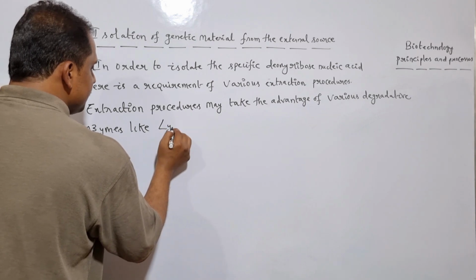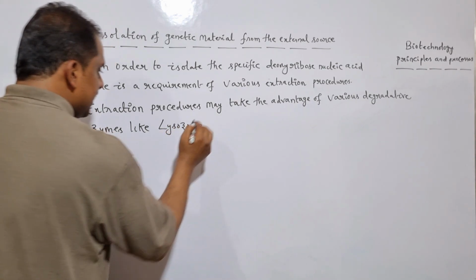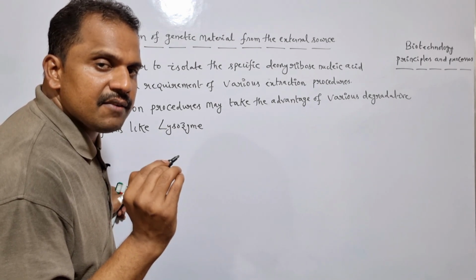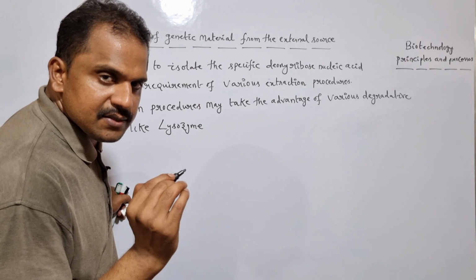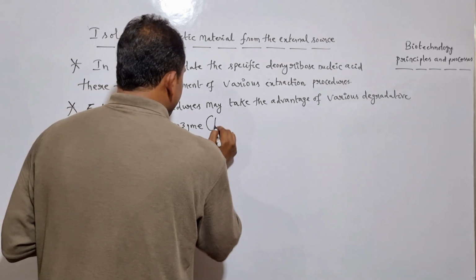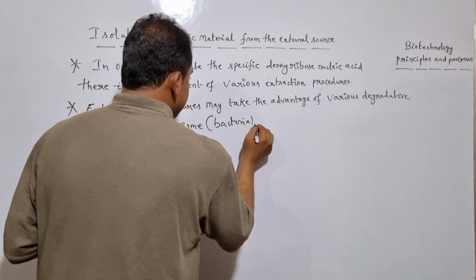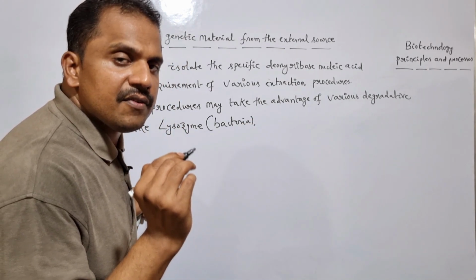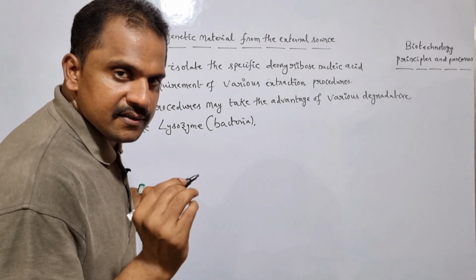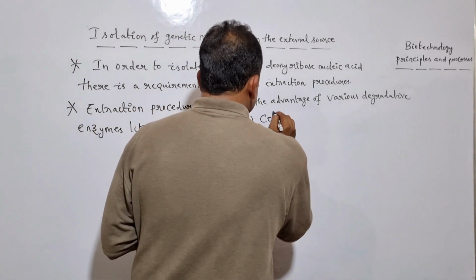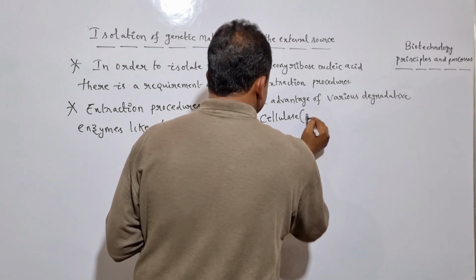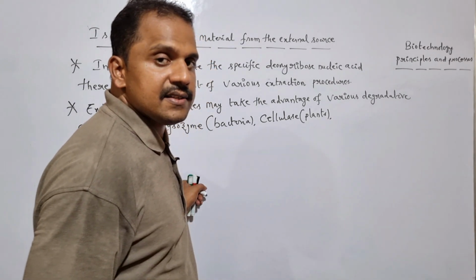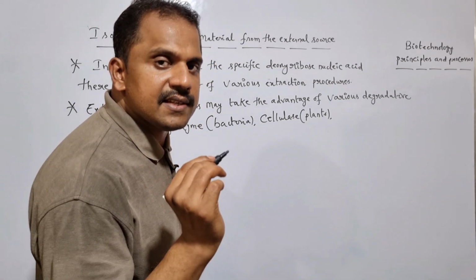Like lysozyme in case of bacteria. In order to cleave the bacterial cell wall, there is a requirement of a degradative enzyme like lysozyme. In the same way, to cleave the cell wall in plants, there is a requirement of cellulase. And in fungus, there is a requirement of an enzyme termed chitinase.